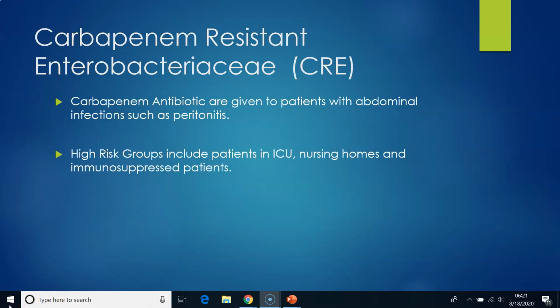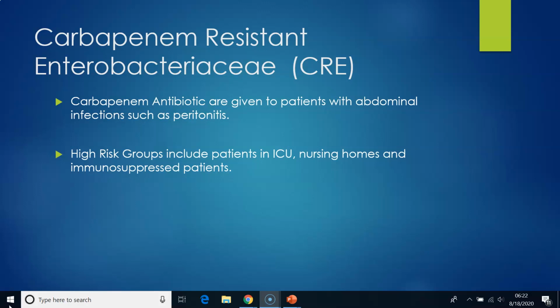CREs are resistant to the carbapenem antibiotics that are given to patients with abdominal infections such as peritonitis. The use of these antibiotics became very widespread over the last 15 years, and just how MRSA became resistant to the penicillins, CRE became resistant to these carbapenem antibiotics. High-risk groups for these include ICU patients, nursing home patients, and immunosuppressed patients.